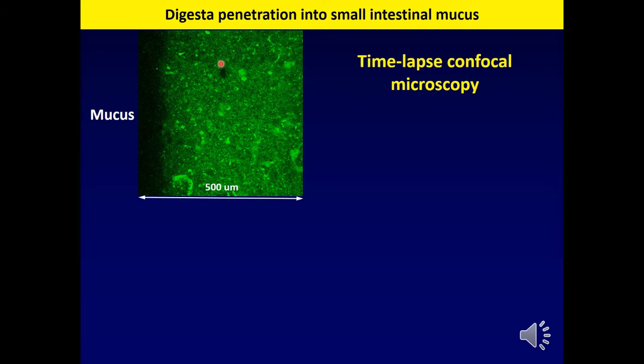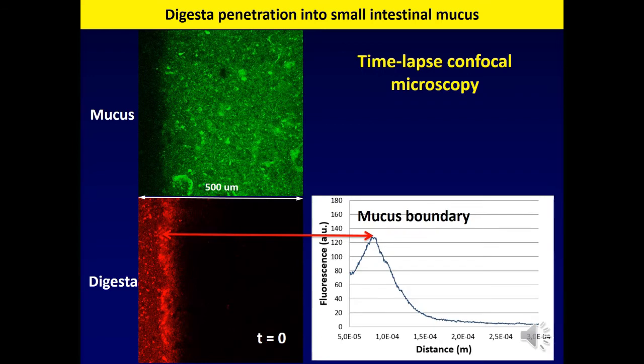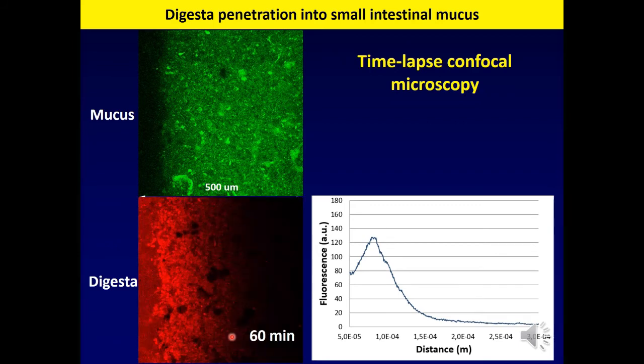The mucus was placed in an optical cell under the microscope on one side of the cell, and then on the other side of the cell, the digesta stained for lipids was placed, and the fluorescence profile for lipids was recorded at time 0. The time-lapse microscopy was used to look at the penetration of digesta into the mucus. After time 0 and then 10 minutes, 20, 30, 60, up to 90 minutes, we can see a progressive penetration of lipids from digesta into the mucus layer.